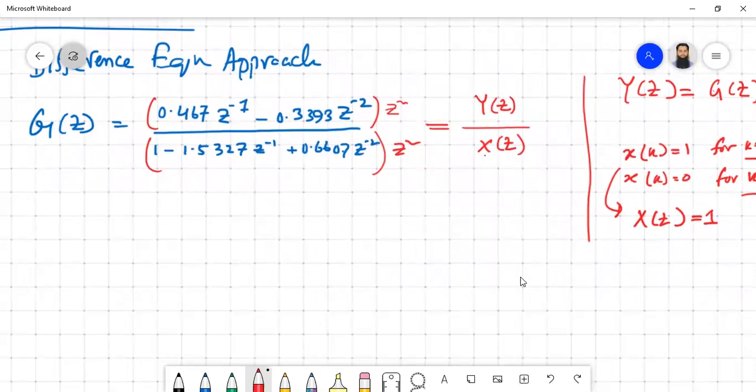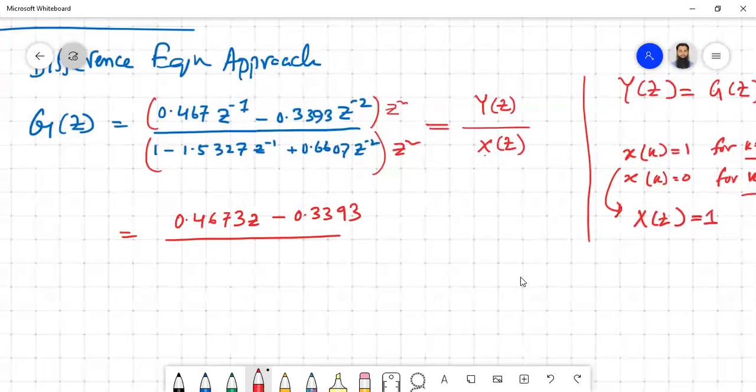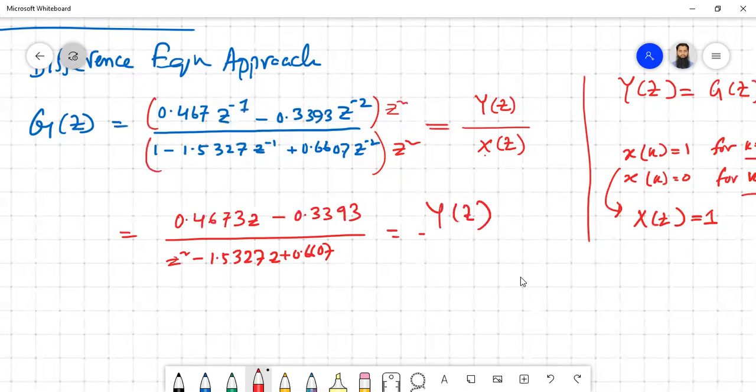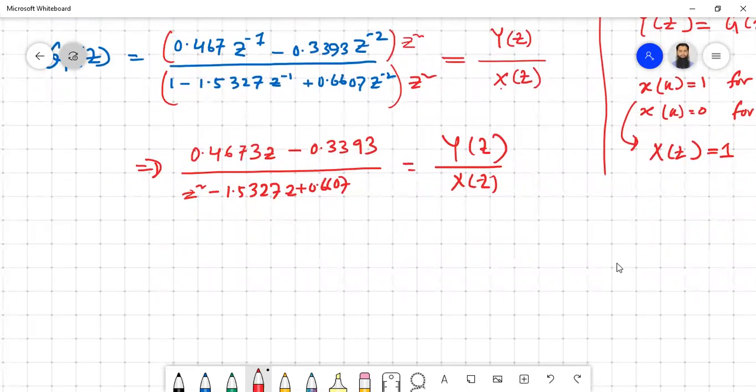So now we have the output and the input, and now we have our transfer function. Now we can just multiply and put in the values: 0.4673 z minus 0.3393, divided by z square minus 1.5327 z plus 0.6607. Now just cross multiply with those two. Sometimes the calculation in this part of the course is a bit lengthy, but this is how it is.